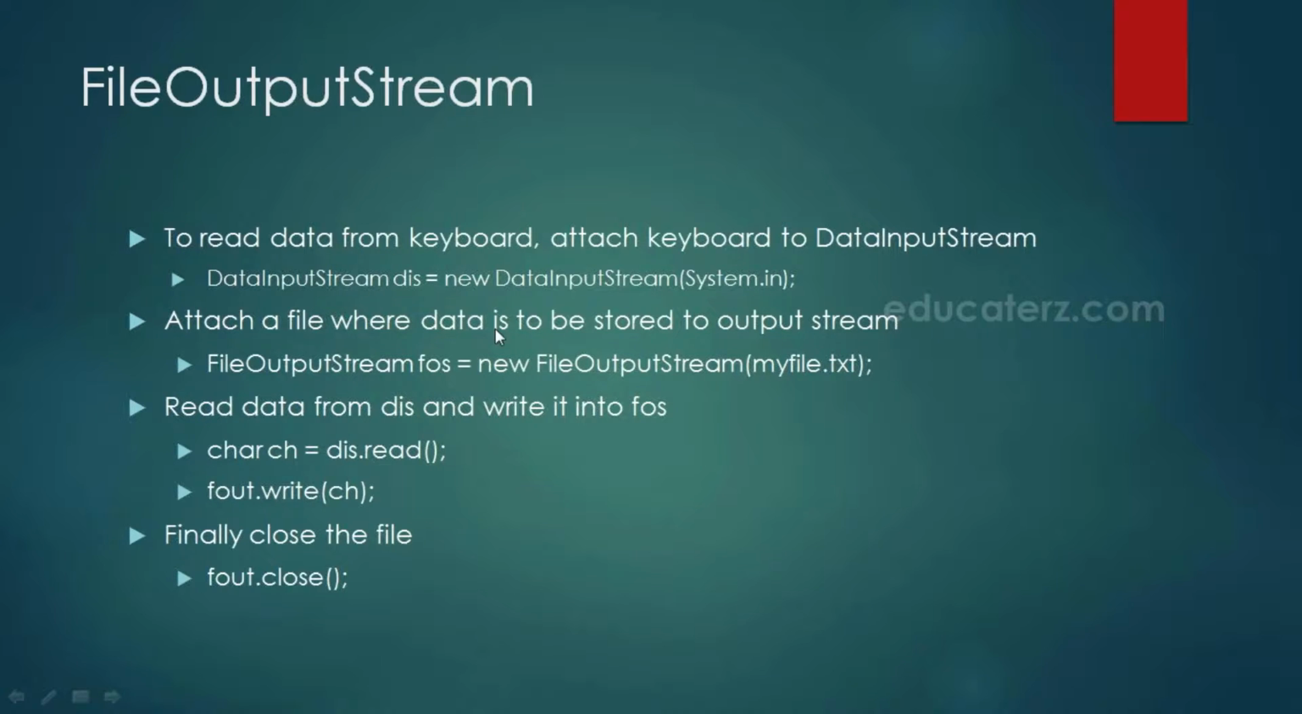Now attach a file where the data is to be stored. So for FileOutputStream class, we need to attach a file called myfile.txt. And after attaching a file to FileOutputStream, we can read the data from the keyboard and write it to the file using a method called write. And finally, when a file is open, it is always a good practice to close the file to avoid any irregular activities, for any security reasons, we should close the files. So let's see how we write data into a file.